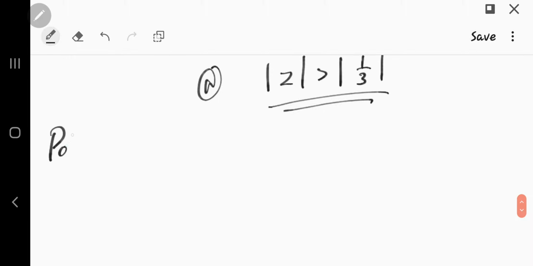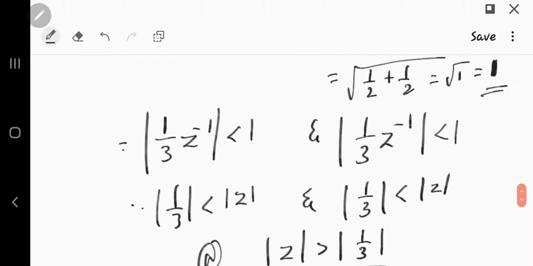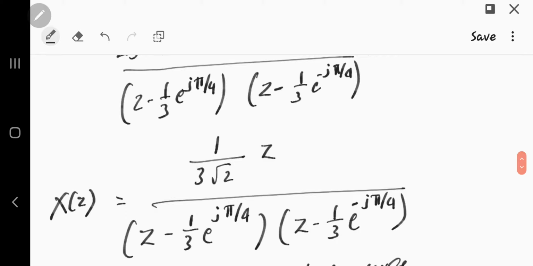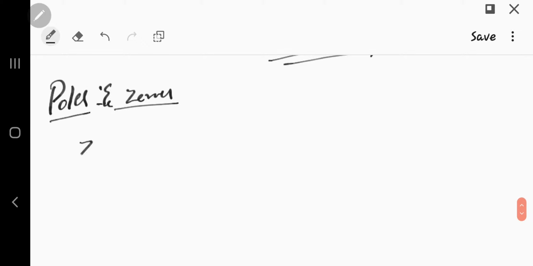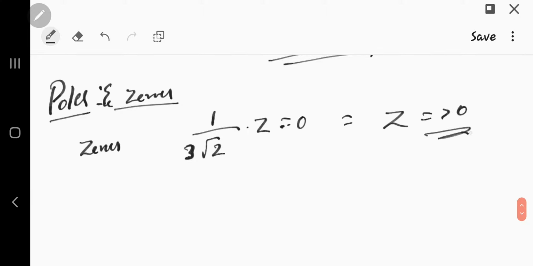Now coming to the poles and zeros. First I will take zeros. 1 by 3 root 2 into z is equal to 0. If we equate to 0, then we will get z equal to 0 itself.